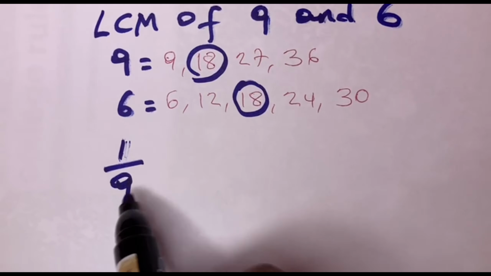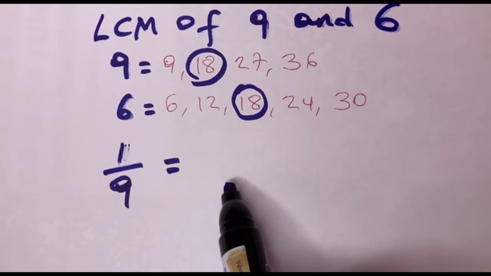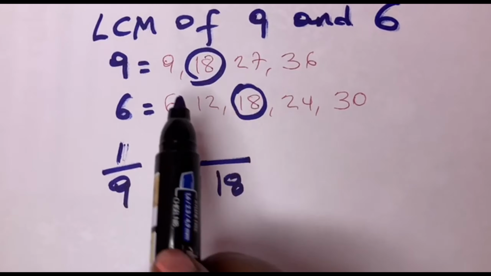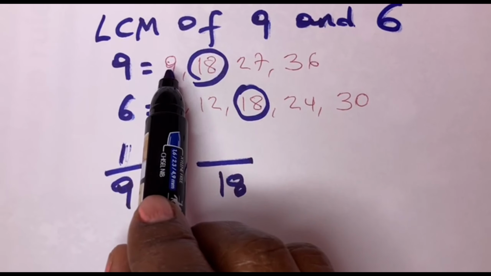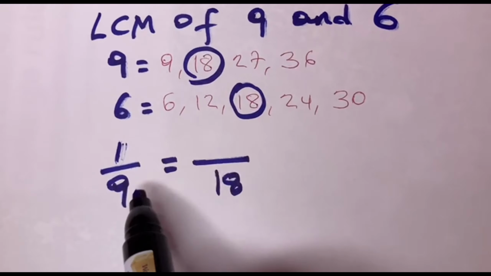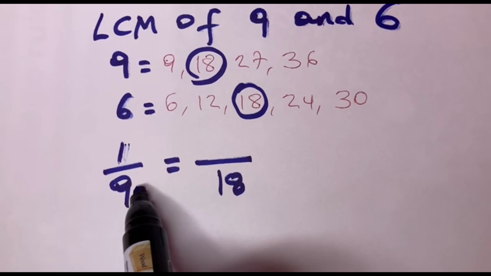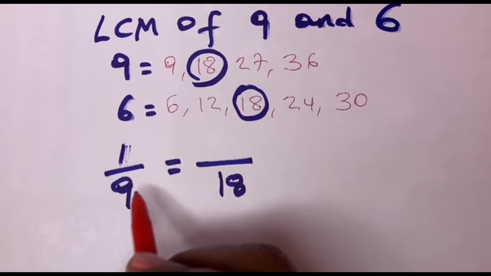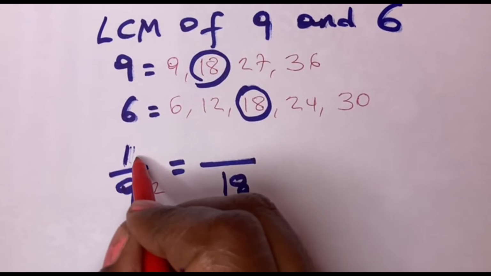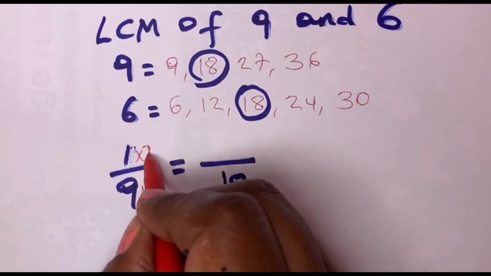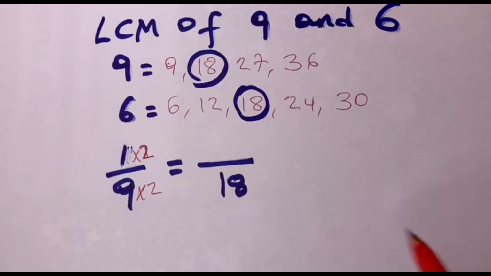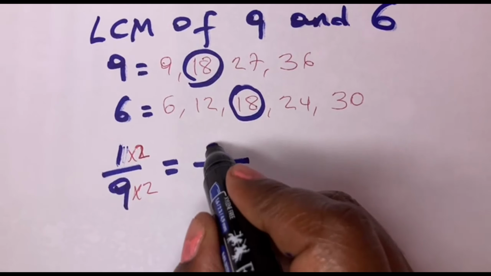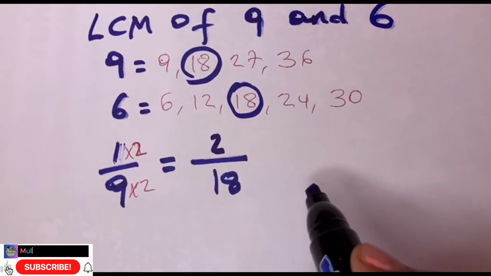1 over 9, change its denominator to be 18. So how? 9 times 1 is 9, 9 times 2 is 18. So this has to be multiplied by 2. The same thing, we have to multiply the numerator also by 2. So 1 times 2 is 2, and 9 times 2 is 18.